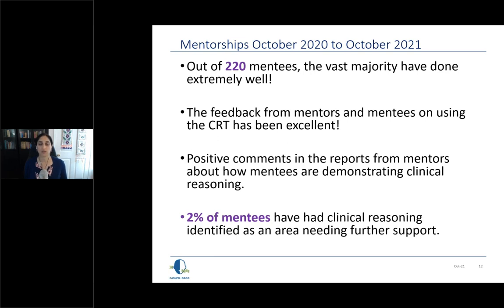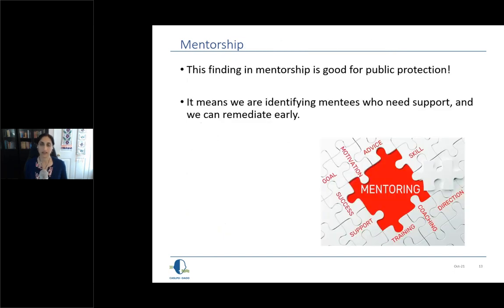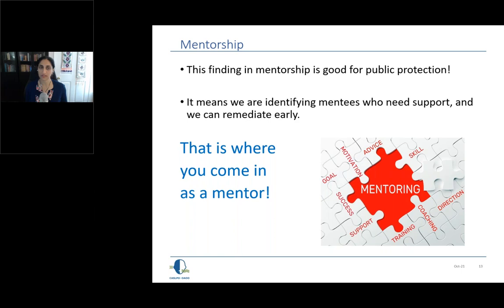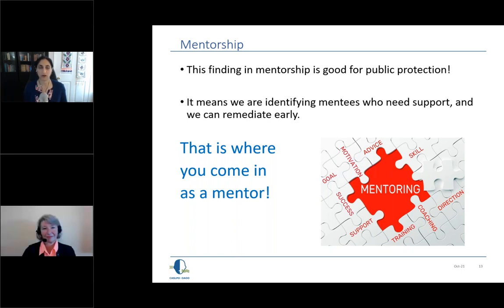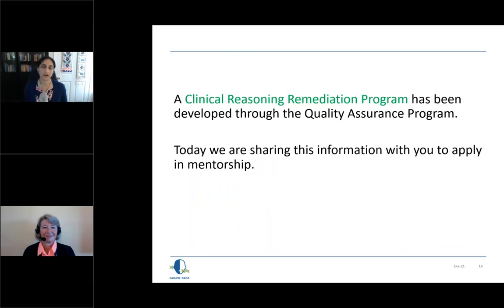What we find is that about 2% of mentees have had clinical reasoning identified as an area needing further support. And this finding in mentorship is good. It's good for public protection. Like I mentioned, it means we're identifying mentees who need that support early, and we can remediate early. And this is where you come in as a mentor, because you are spending time with your mentee for 6 months, and during that time, you can be very influential and really help a mentee if they're showing gaps in clinical reasoning. So at this point, I'll turn it over to Sarah to talk about the clinical reasoning remediation program.